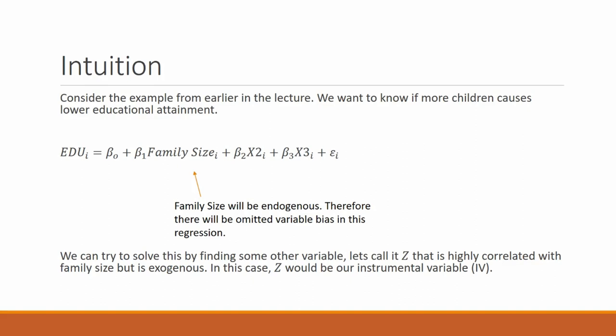Now, you might be thinking intuitively here, and correctly so, that when we did the natural experiment, we used twins instead of family size. Well, if a family has twins, that could potentially be used as an instrumental variable, a variable that is correlated with a family's family size, but is itself exogenous, because whether or not a family has twins is somewhat random. So that is the intuition.